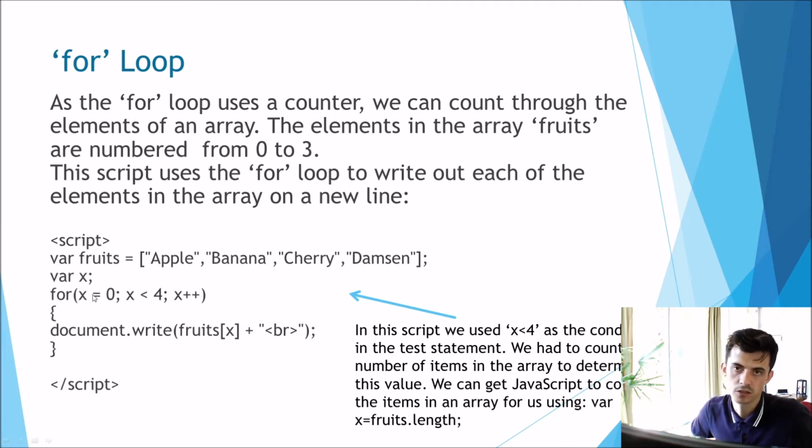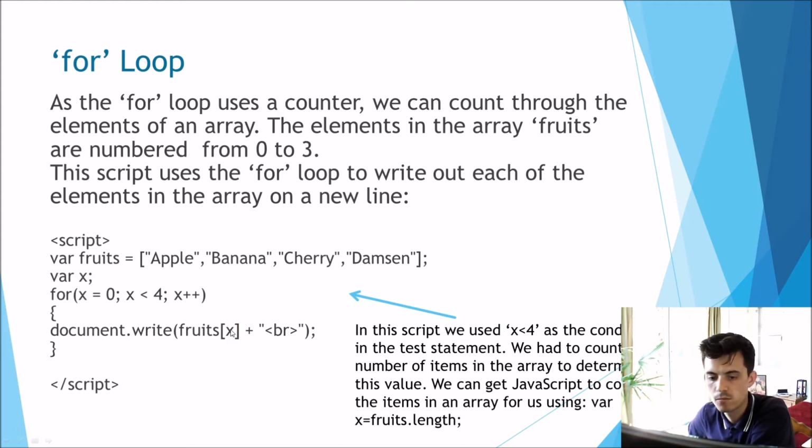So the first time this goes round, x will be 0, the second time it will be 1, third time 2, and so on and so forth. Now what we're going to do is use the number inside x as the index number for our list. So what we've got here is document.write fruits. Now these square brackets mean in the position. So this is saying fruits in the position of x.